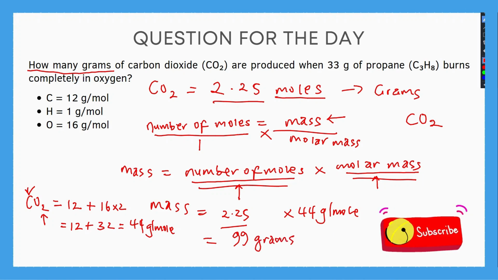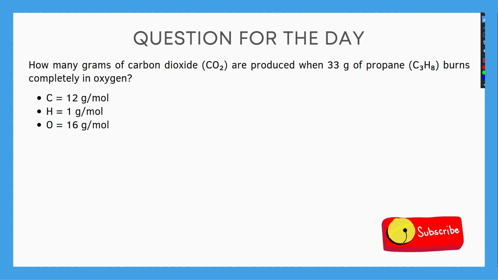So altogether now, the answer to our question, how many grams of carbon dioxide are produced when 33 grams of propane burns completely in oxygen, is 99 grams of CO₂.